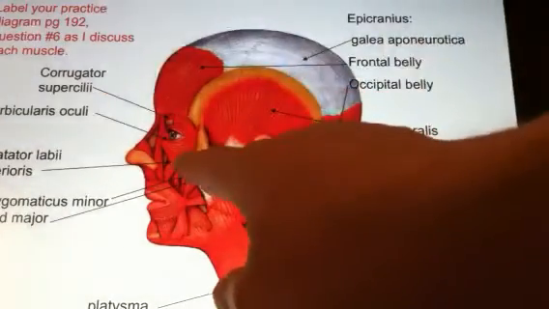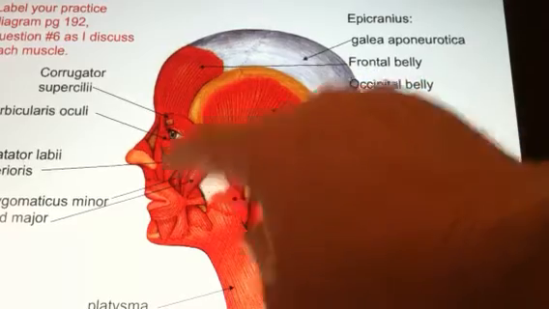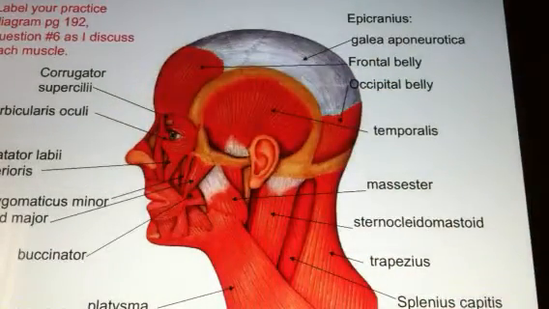And these two muscles are on the cheek area. The zygomaticus minor is the small one. The major is the large one behind it. And the buccinator.